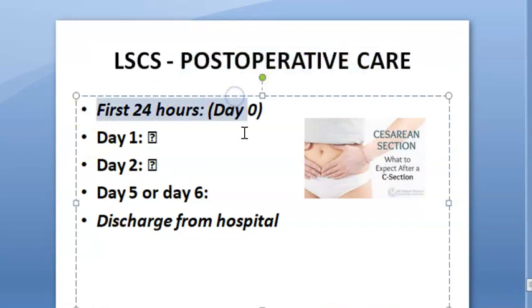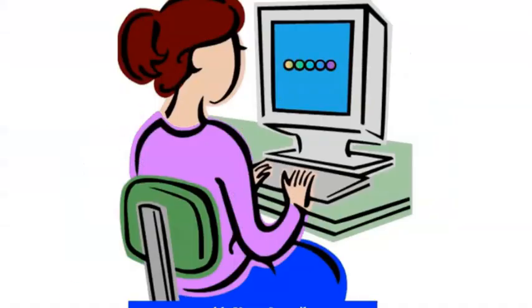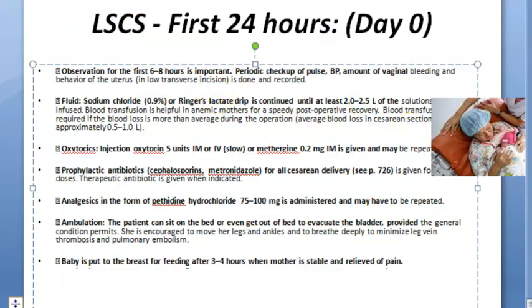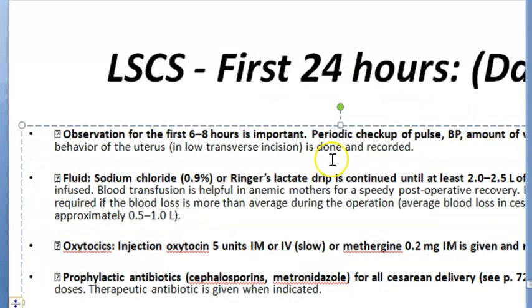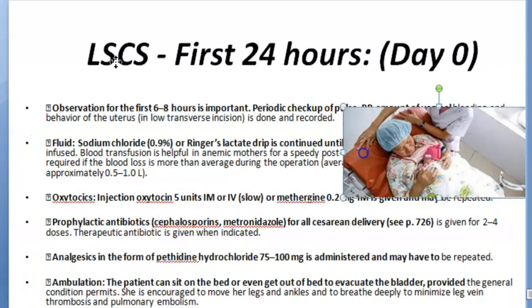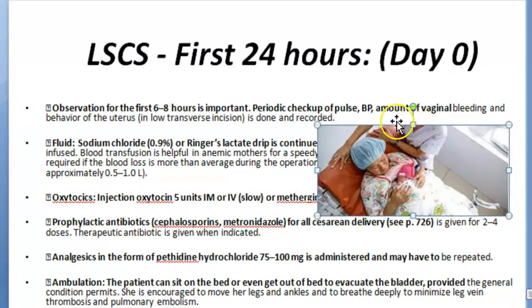How will you care for the patient on day 0, the day of cesarean? So after the cesarean, you will observe the patient. You will have to monitor her vitals, pulse, BP, how the uterus is behaving, whether it is involuting. It has to contract and go back to its pre-pregnancy state. You'll also have to check the amount of vaginal bleeding. You have done a cesarean, but you're looking for vaginal bleeding, remember. Then you will continue fluids like sodium chloride, ringer lactate.